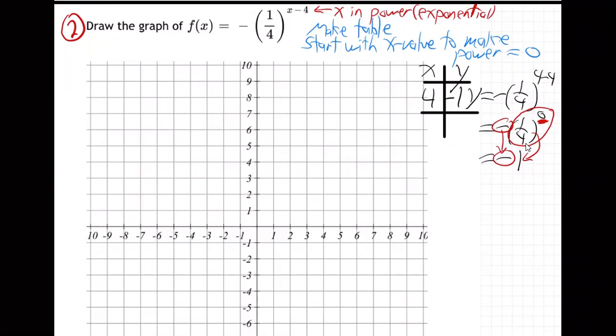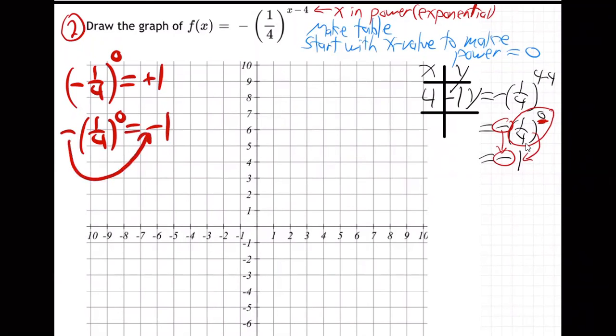So does everybody see that? If you had negative 1/4 in the parentheses to 0, that would be positive 1. But if the negative is outside, let me put that over here and just leave it up. It's an important, that's the moral of the story here. Let me make sure that's clear. If you had negative 1/4 to the 0 power, that would be positive 1. But if you have the negative outside, that's negative 1, right? Because this negative is not under the power. So he's not affected by what the power does.